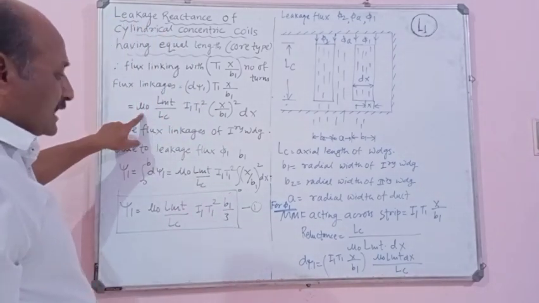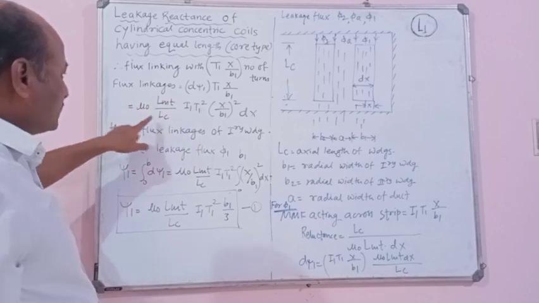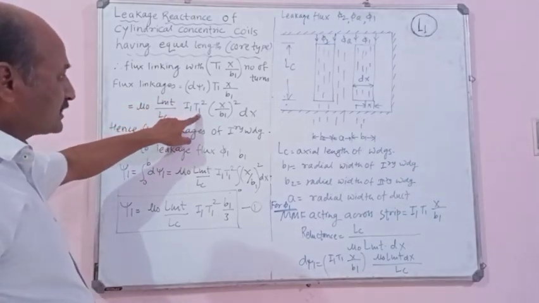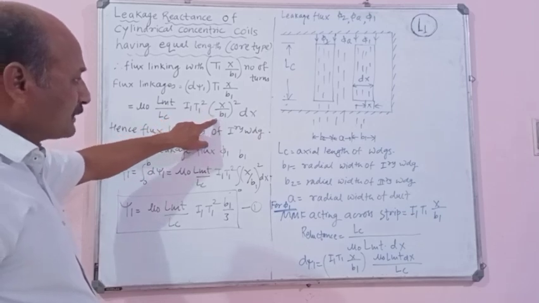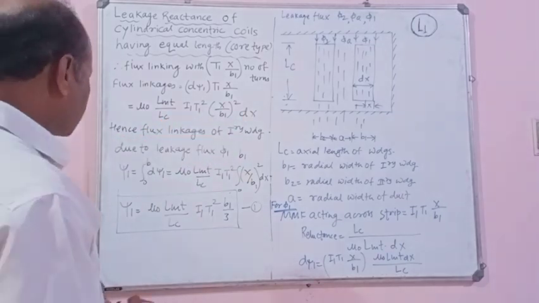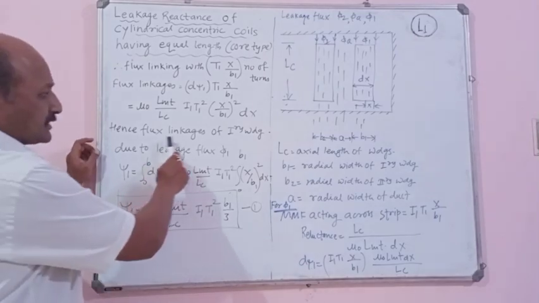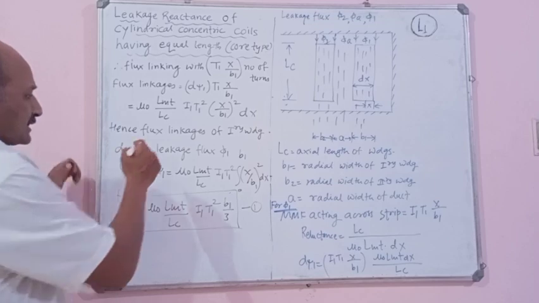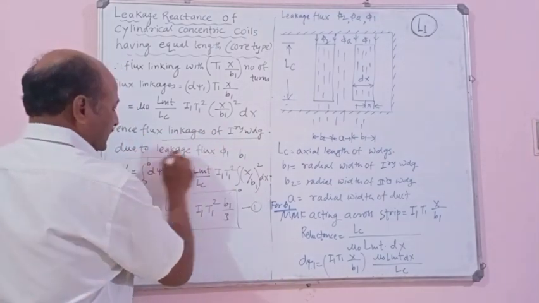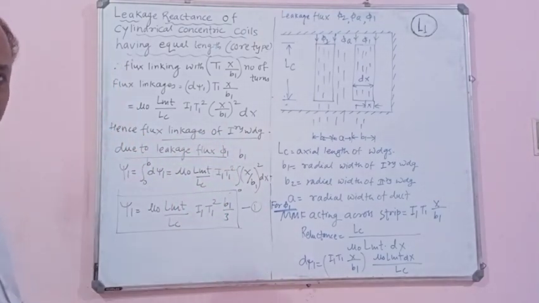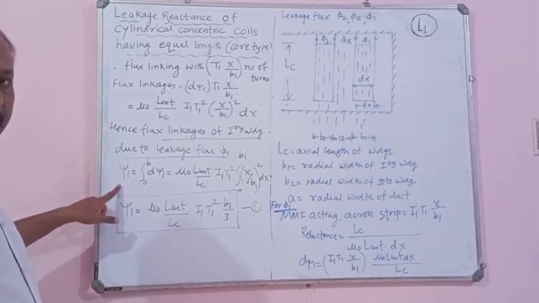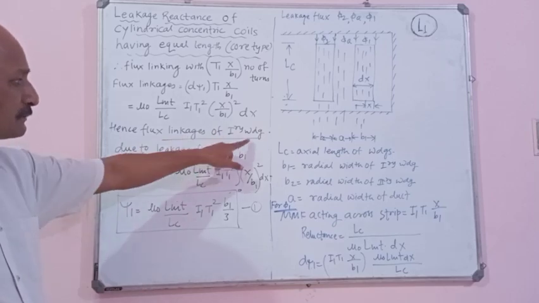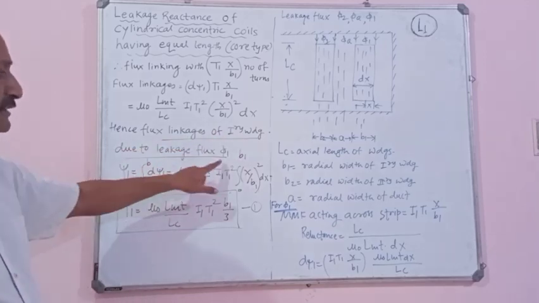So put the value of d phi 1. After putting the value, we have d psi 1 equals mu 0 LMT by LC times I1 T1 squared X divided by B1 whole squared into dx. Hence the flux linkages of the primary winding due to the leakage flux phi 1 are denoted by psi 1. What is psi 1? Psi 1 is nothing but the flux linkages of the primary winding due to leakage flux phi 1.